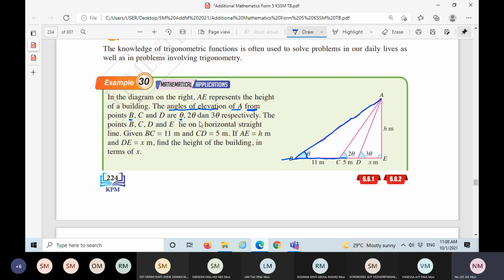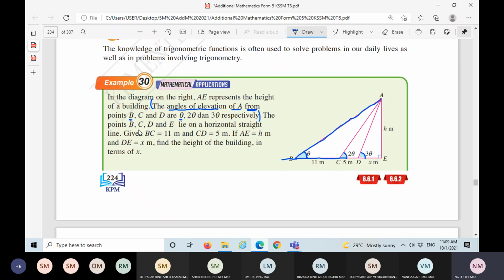Of A from C, you join to A, here is 2 theta, and of A from D, here is 3 theta. This question is quite good because they help you to label in the diagram already. But some questions can be very naughty. They just give you this without labels on the diagram. Then you got to know which angle refers to theta, 2 theta and 3 theta. If you mark wrongly or you don't know where the angle of elevation is, then this question cannot be done. You just stop here.